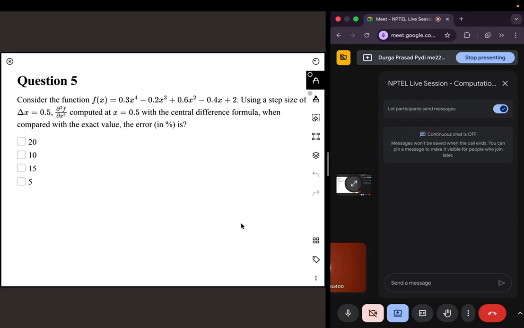First thing is you write, okay, here I have written del square, but ideally this is a first order equation. It's not even a partial differential equation, so del square is basically replaced by d squared f by dx square, and we'll approximate it with central difference. Again, it says using a step size of delta x equal to 0.5, so we're assuming a uniform grid. Your x is 0.5 and delta x is also 0.5. First you write the equation.